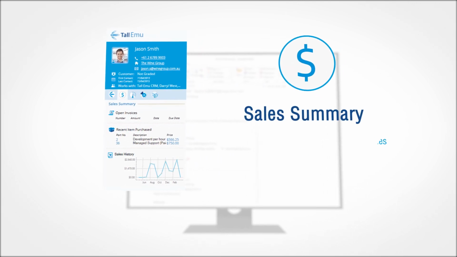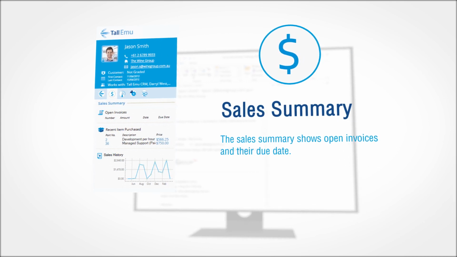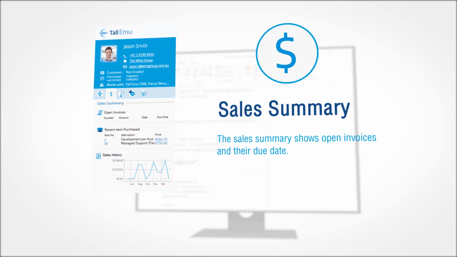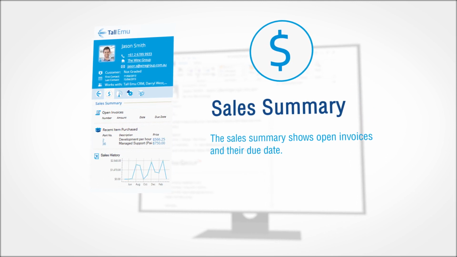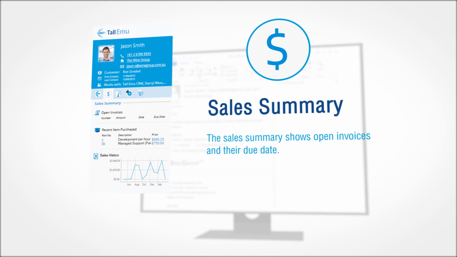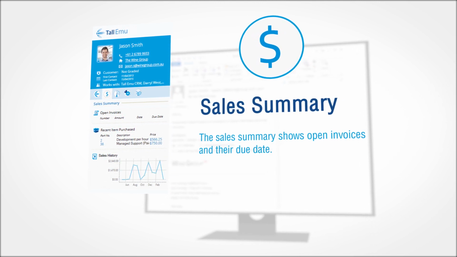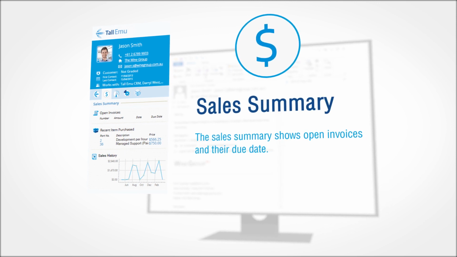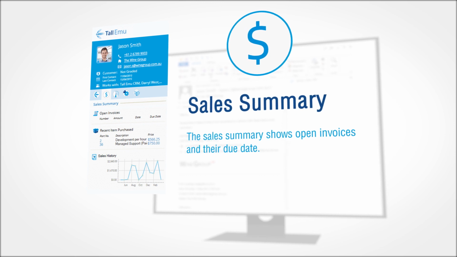The Sales Summary tab gives you a bit more detail on the financial side of things. If the customer has open invoices, you can see them, along with the amount and due status. You're able to easily see what the customer has bought and how the sales are trending over the last 6 months. Again, many of these fields are hyperlinks, so if you want to see what's on an invoice or why it's overdue, the information is just a click away.